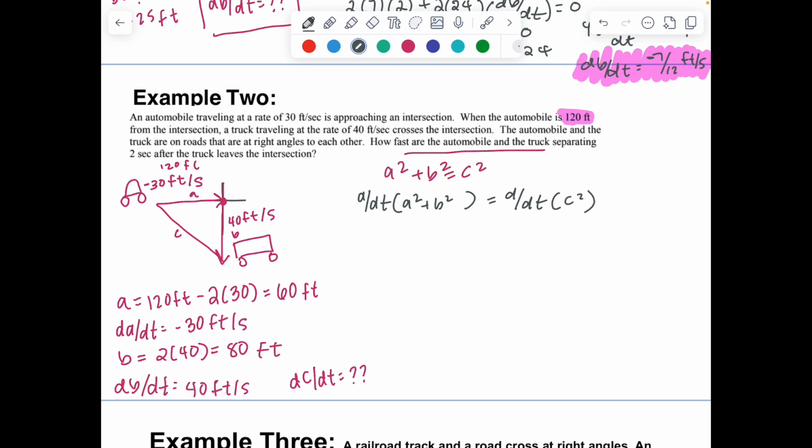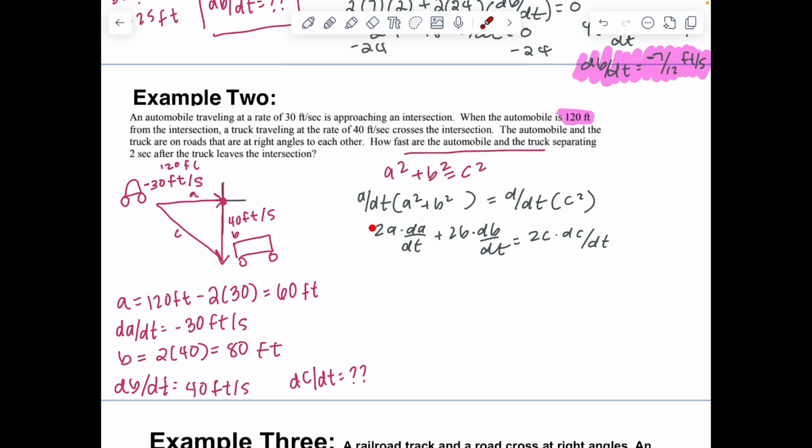Okay, so taking the derivative of both sides with respect to time, I'll get, and these are always going to come out to be the same thing, so you can basically memorize it. Equals 2c times dc/dt. Another shortcut is to notice that there's a 2 in all of these, so you can cross out all those 2's because you could just divide every side by 2. And now I'm going to plug in things so I can solve for dc/dt.